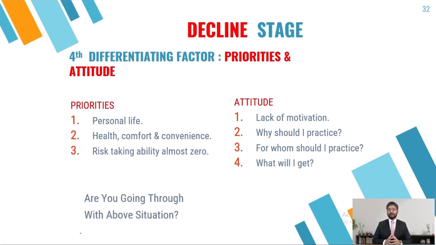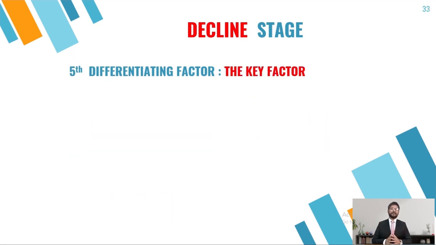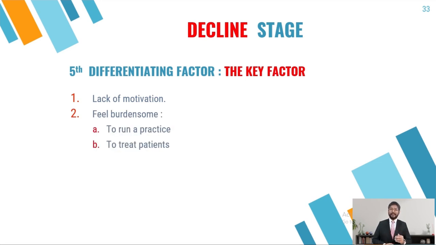Just mark your score. Now let's discuss the key differentiating factor. The typical characteristic that discriminates decline stage from other stages is that you lack motivation to continue practicing. You don't feel like going to practice anymore. Running a practice, treating patients, and paying for your practice expenses may become a burden for you, and you simply want to get rid of it as soon as possible. And eventually you end up closing the practice, selling it off, or handing it over to someone. If you find this key factor significantly in yourself, then record your score accordingly.